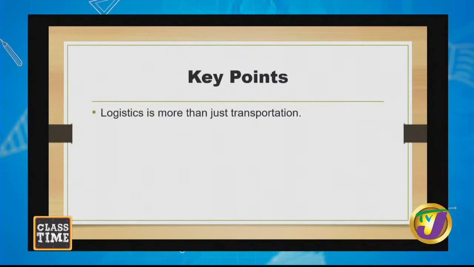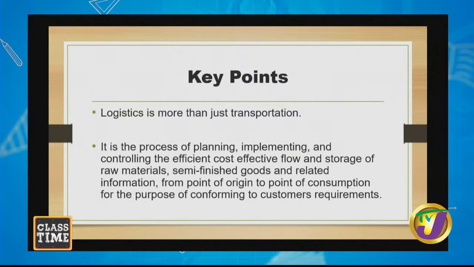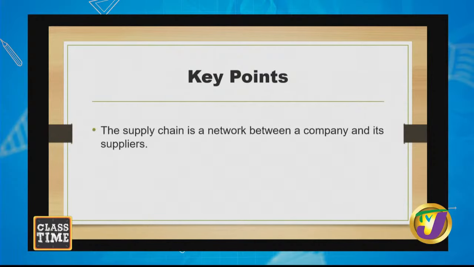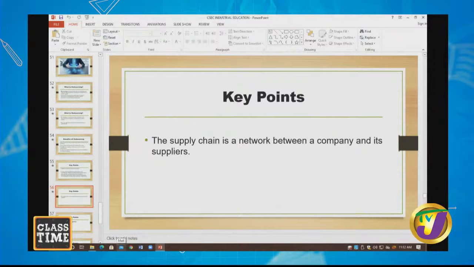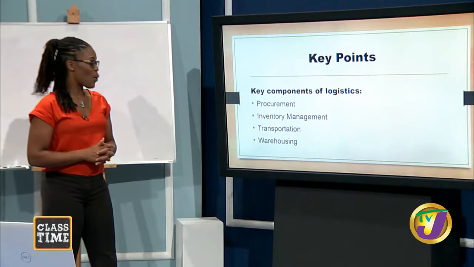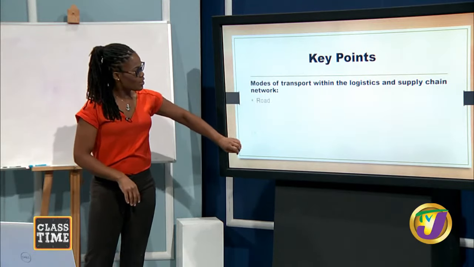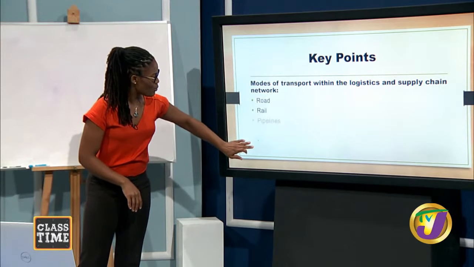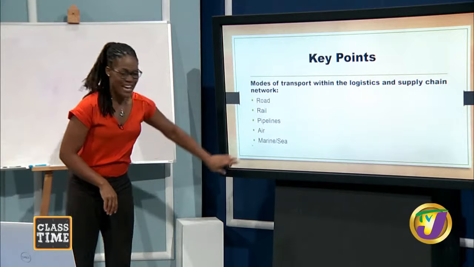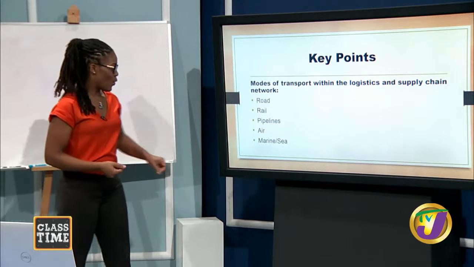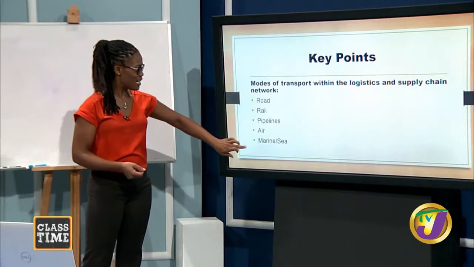So our key points for today, things I want you to remember: logistics is more than just transportation. Remember the definition of logistics. The supply chain is a network between a company and its suppliers. The key components are procurement, inventory management, transportation, and warehousing. Remember the different modes of transport: road, rail, pipelines, air, maritime, or marine or sea transport.